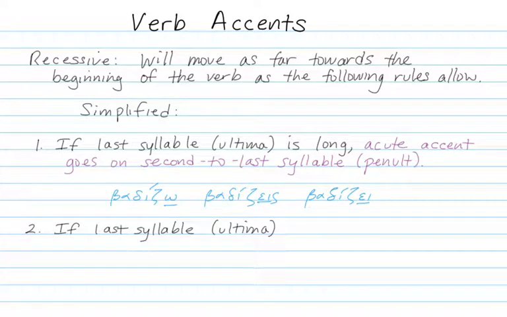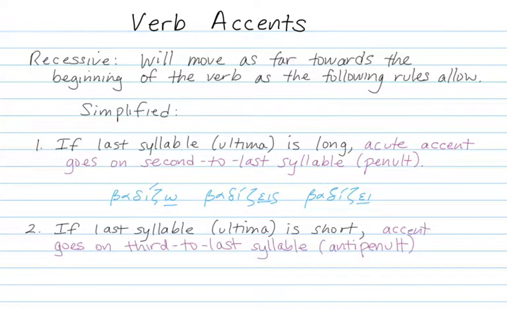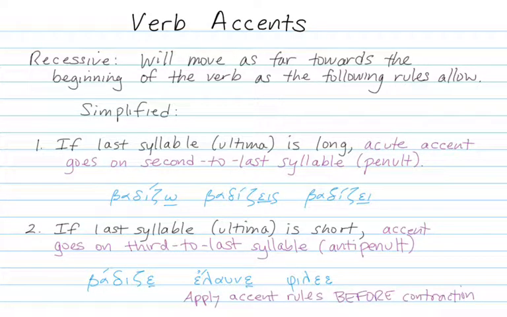Second rule is if the last syllable, i.e. the ultima, is short, then the accent goes on the third to last syllable, i.e. the antepenult. So in badizdete, the last syllable is short, so we put the acute on the third to last syllable, the antepenult. In elaunete, the last syllable is short, so we put the acute on the antepenult. In the command philete, the last syllable is short. You apply accent rules before you do the contraction. So we put the acute on the antepenult, we get philete, and then we do the contraction.